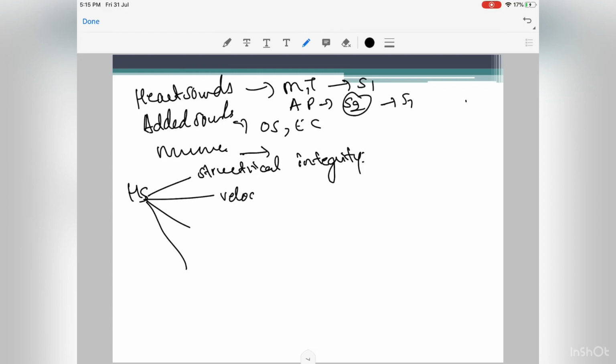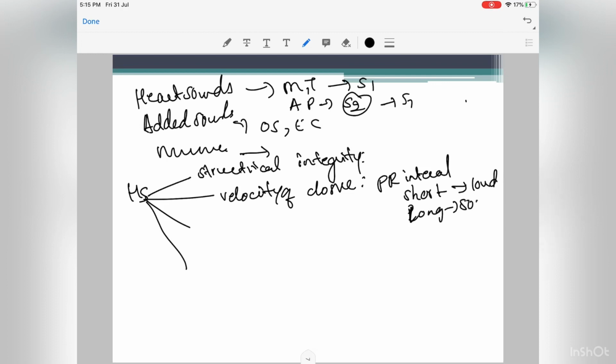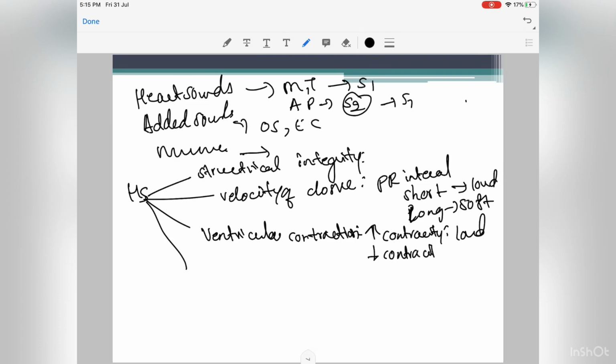The second important thing is the velocity of closure. Velocity of closure of the wall will depend upon the PR interval. If the PR interval is short, then the velocity of closure is fast. As a result, there is a loud sound. If the PR interval is prolonged, then the heart sound is soft because the velocity reduces. Next is the status of ventricular contraction. If the contractility increases, such as in tachycardias or in anemias, the heart sound becomes loud. If contractility decreases, such as in acute myocardial infarction, the heart sound becomes soft.